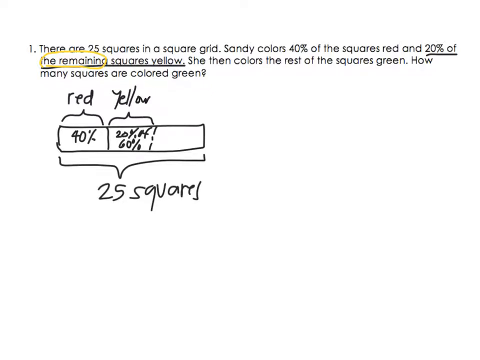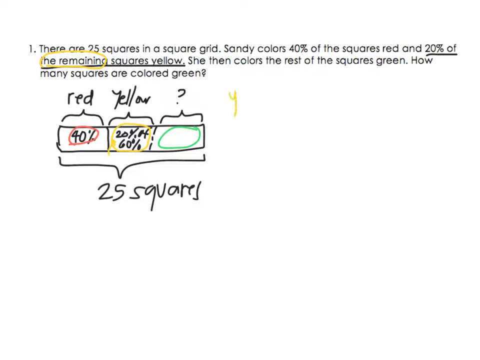And then we can now identify that this is what we are missing. If you look at it carefully, this part is red, this part is yellow, and this part is green. We easily understand what 40% means, but we may have to find what 20% of 60% actually represents.